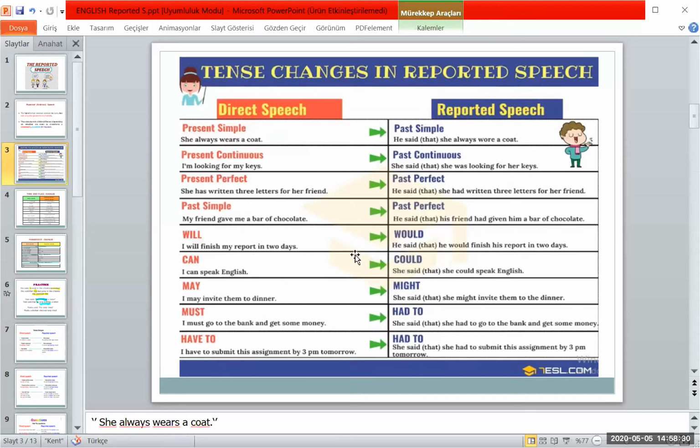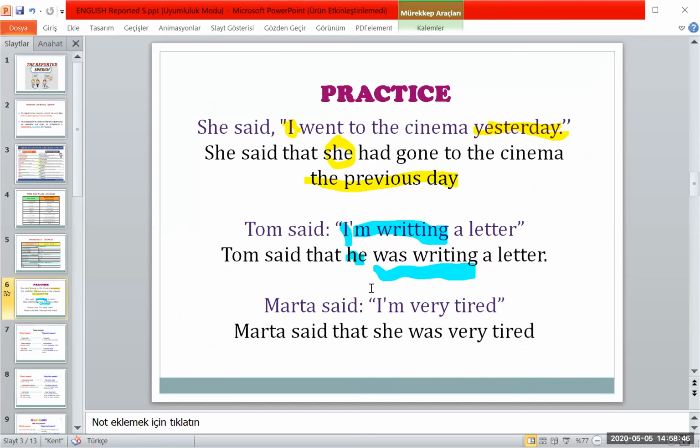Let's refer to this page one more time, because the original sentence in direct speech, if it is in present continuous, we need to change it into past continuous in reported speech. I am looking for, she was looking for; I am writing, he was writing. Why is it he but not she? Because we are talking about Tom.